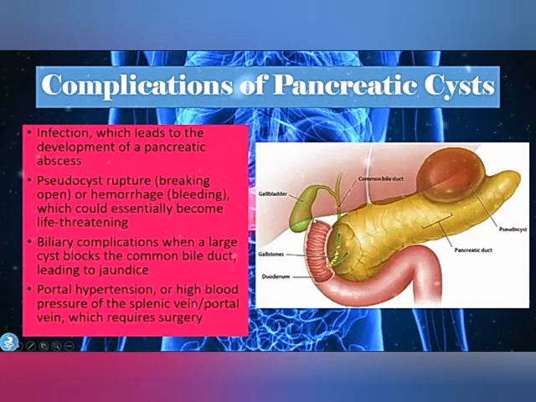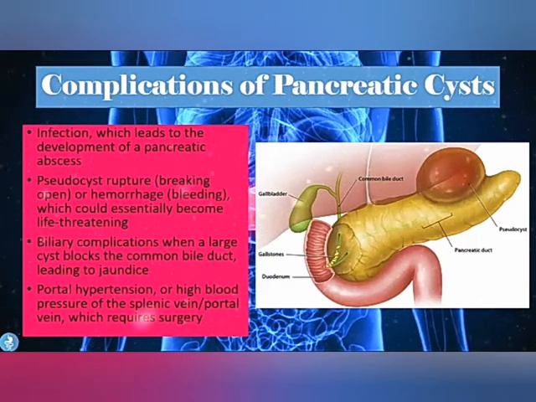We'll have a cholecystitis, which is the inflammation of the gallbladder, and we'll have large amounts of bilirubin floating around in the blood. Because if that bile is stuck and unable to go anywhere, it's going to spill into the blood, and this will lead to jaundice. Jaundice is the yellowing of the skin and the mucosas of the body. We can also have portal hypertension, or high blood pressure of the splenic vein or portal vein, and this will actually require surgery.